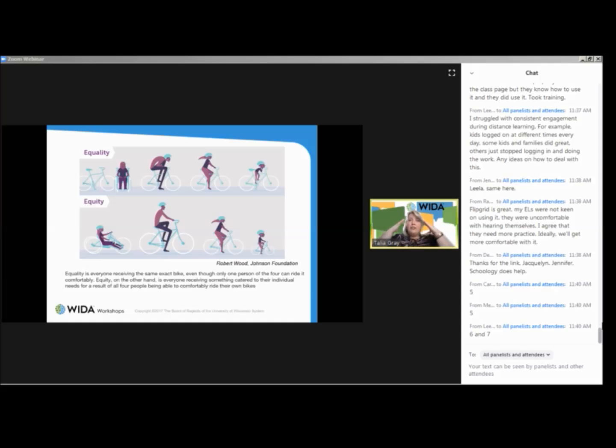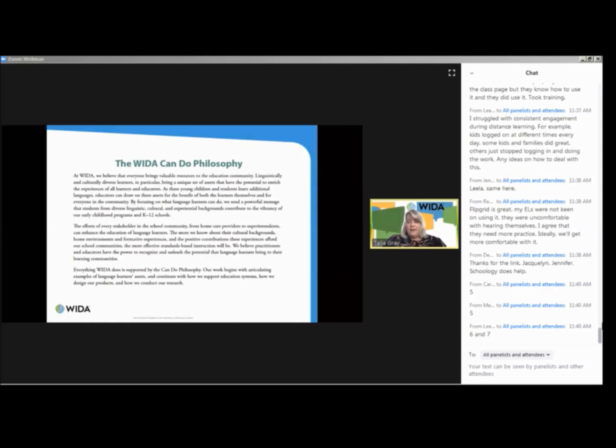So try to think of this through a lens of your classroom. Being equal is not the same thing as being equitable. Equality is everyone receiving this exact same bicycle, even though only 1 of the 4 can ride it. Equity, on the other hand, is everyone receiving something that's catered to their individual needs. The result of that is that all 4 of those people can ride a bicycle. So really keep that in mind. Now, that brings us to WIDA's can-do philosophy.